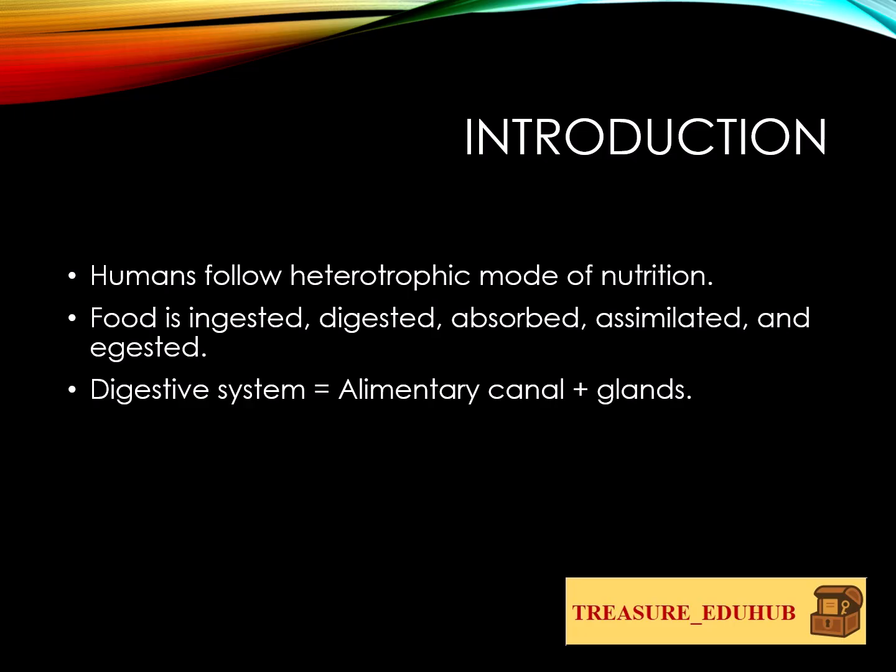In this alimentary canal, we have different organs which work together to digest our food. This system comprises all the organs from the mouth to the anus, and in this process different glands also help to digest our food. This process mainly consists of five main steps: ingestion, digestion, absorption, assimilation and egestion.